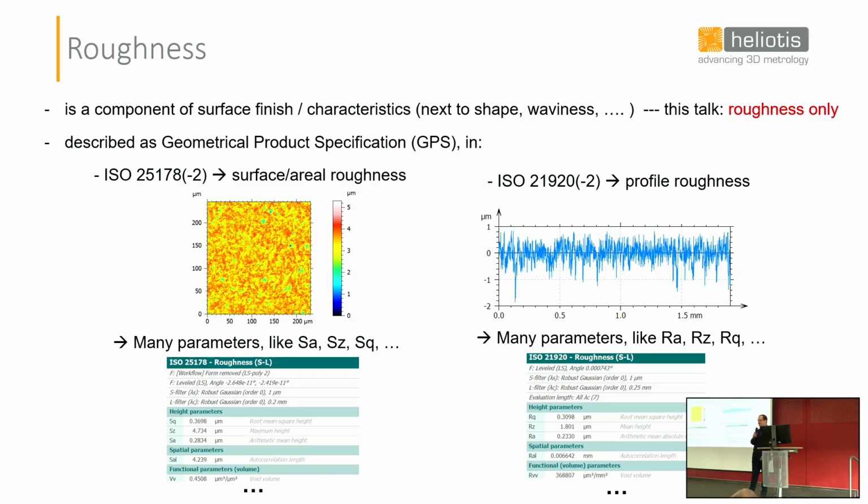And if you would like to categorize roughness very roughly, we will put it into bins. One is area roughness, and the other one is profile roughness. And they are described by those two ISO norms displayed there, and both of them have really a ton of roughness parameters. So it's a fairly complex issue. Most people think of roughness as Ra, well there's a lot more behind it than just Ra.